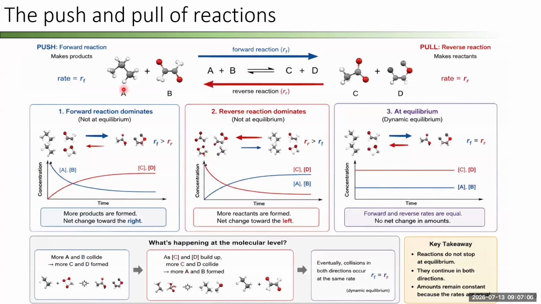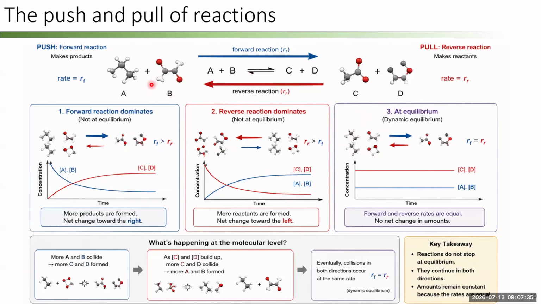So we can think about these reactions in terms of pushing and pulling. So let's say we have A plus B goes to C plus D. There's what we call the forward reaction, right? So that's A and B forming C and D. And we also have the reverse reaction where C and D react to form A and B. So this is our reversible reaction.